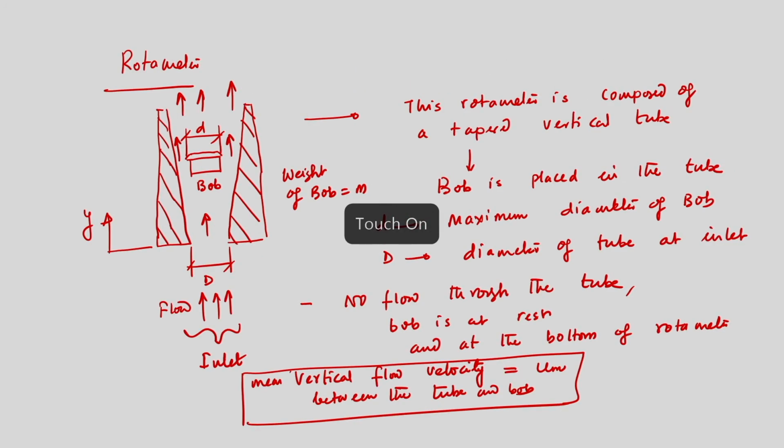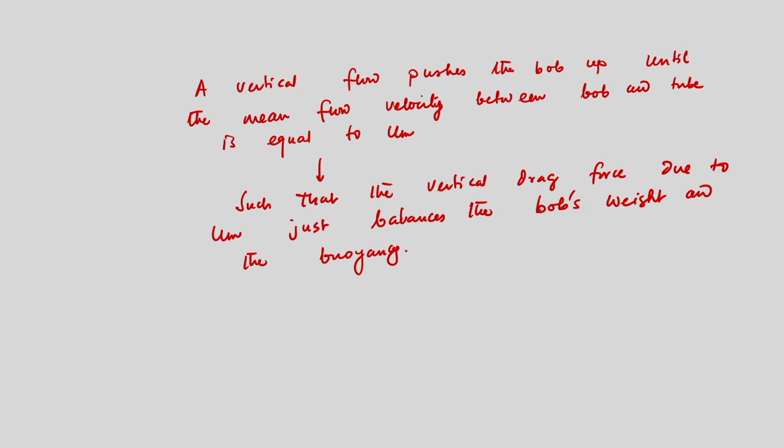If I go back to the previous slide, there will be a mean vertical flow between the bob and the tube, and since the fluid is continuously flowing from the bottom to the top, the initial flow will try to push the bob up, and this movement will continue until the mean velocity between the bob and the wall is such that the vertical force due to that mean velocity will balance the bob's weight and the buoyancy.